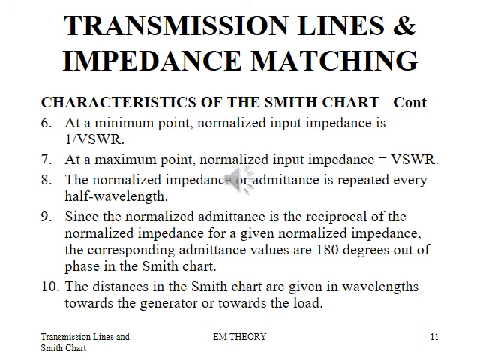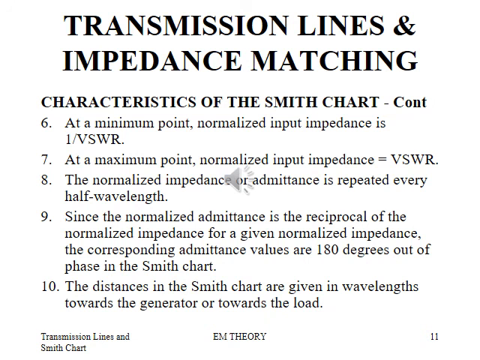Because if you have a lossy line, then, of course, the circle starts getting smaller and smaller because it will look like a spiral. Now, since the normalized admittance is the reciprocal of the normalized impedance, for a given normalized impedance, the corresponding admittance values are 180 degrees out of phase in the Smith chart. And we will show you how to determine this.